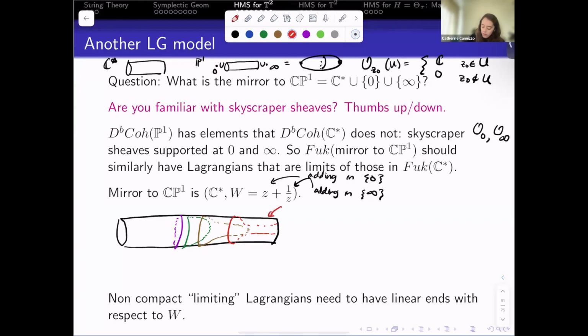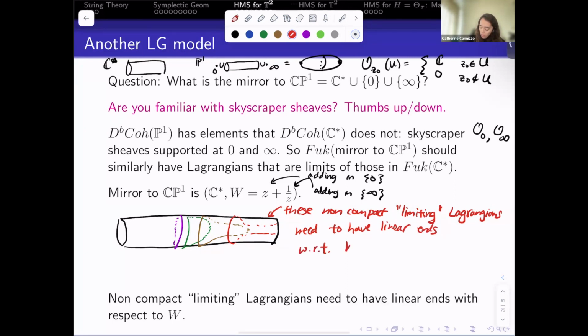So the point is these non-compact limiting Lagrangians need to have, oh, I wrote it below, linear ends with respect to the superpotential. Okay, so I wrote it twice. That's why we have the superpotential. This superpotential governs the non-compactness of the ends in that they have to be linear. They have to have this straight line image.